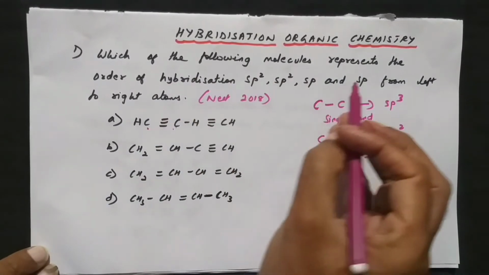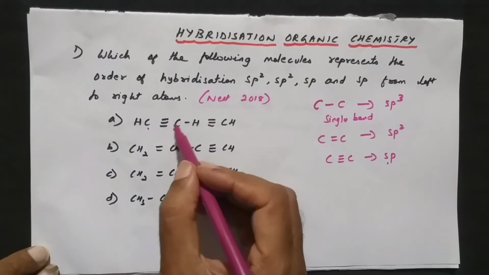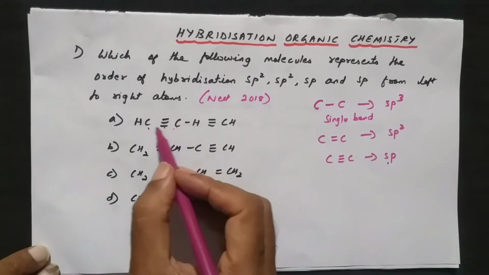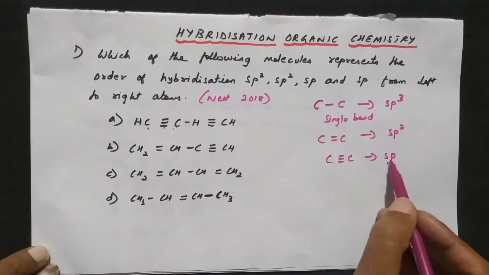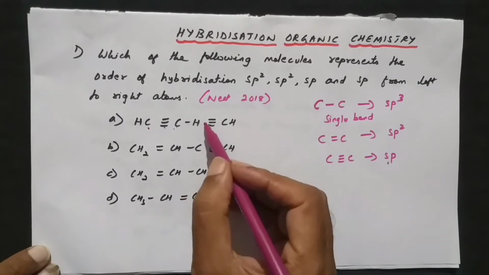But from left to right, in the option, we are starting with sp square. So we can leave this option now, because I told you, a carbon-carbon triple bond will give sp. So the answer starts with sp square. So no need to go for this option.